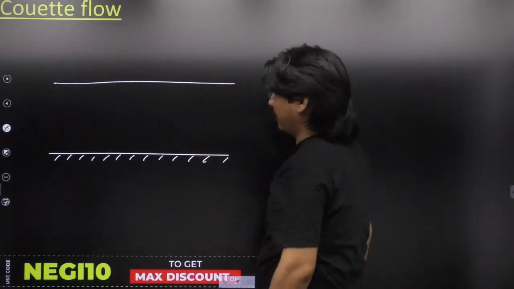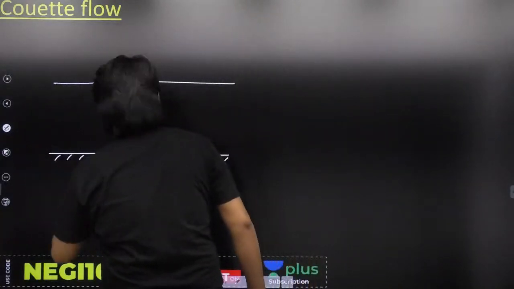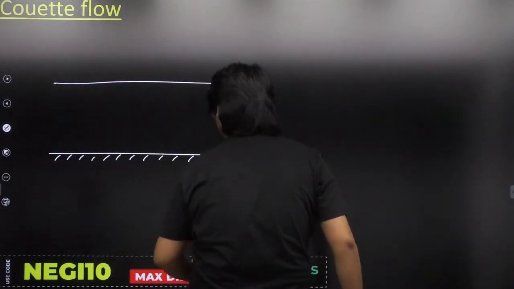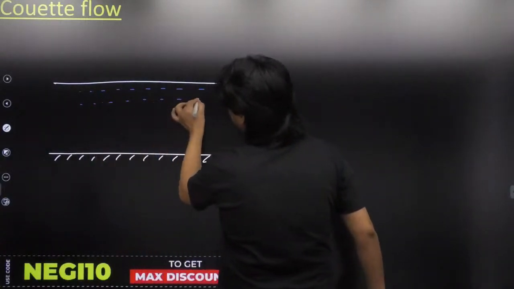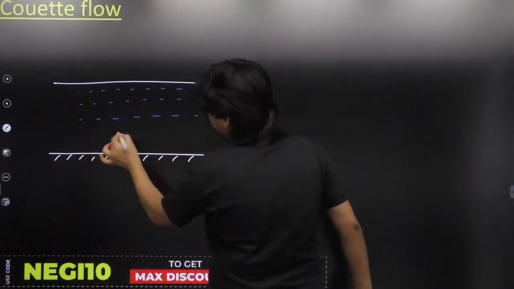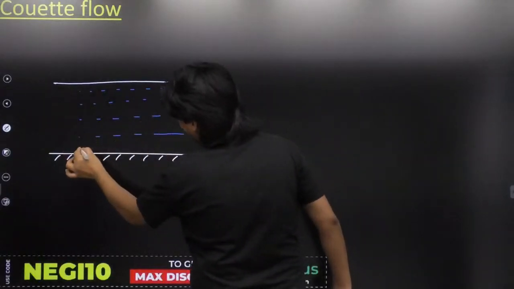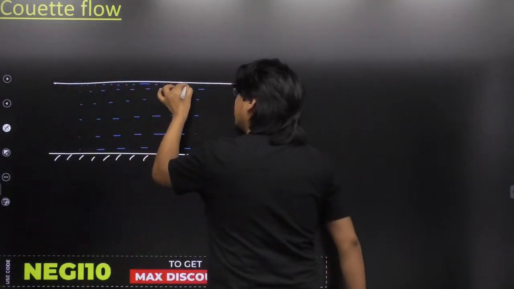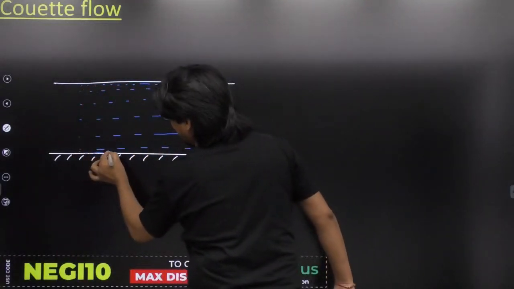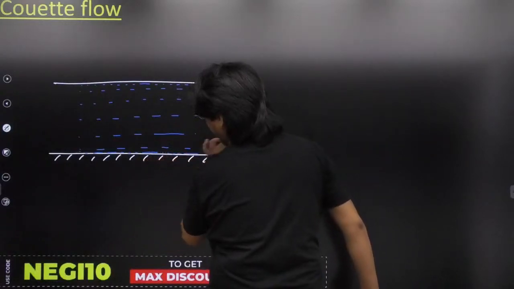Let me say this is the movable plate. Okay. Now, these are the fluid layers. These are the liquid layers. Of course, there will be a liquid layer which will be in touch with this top plate, and a liquid layer which will be in touch with this bottom plate.